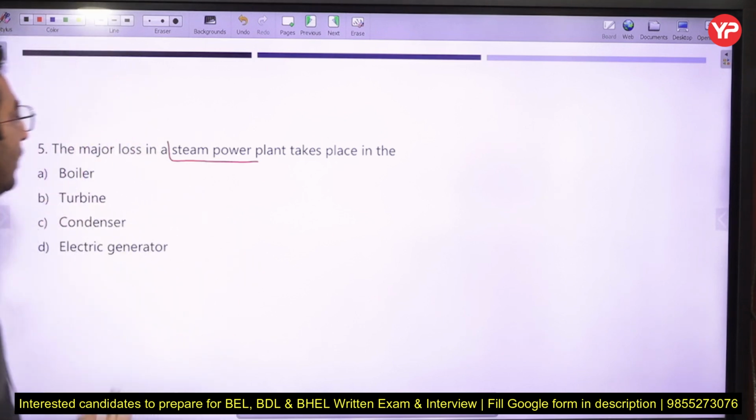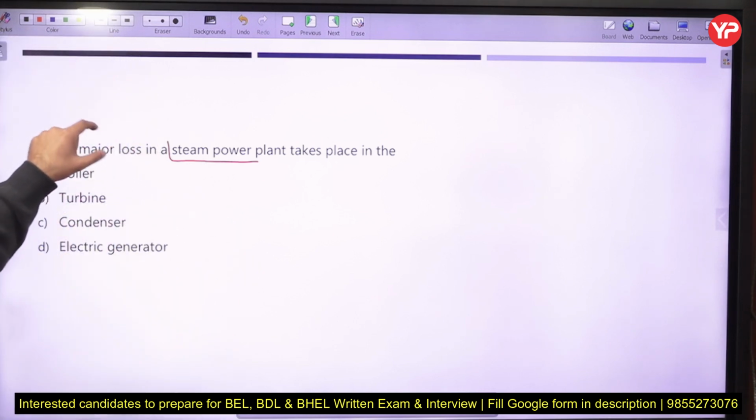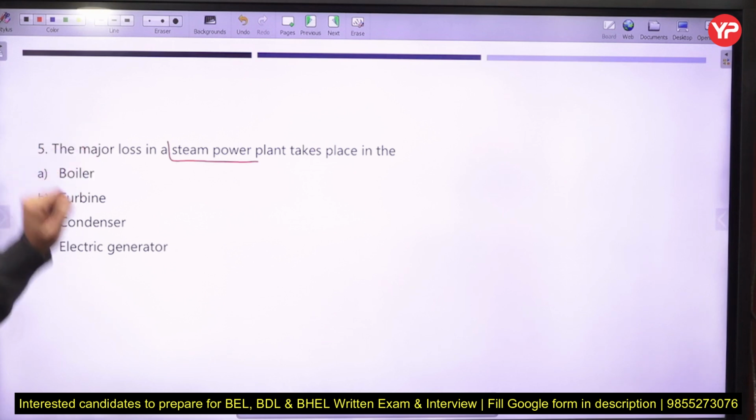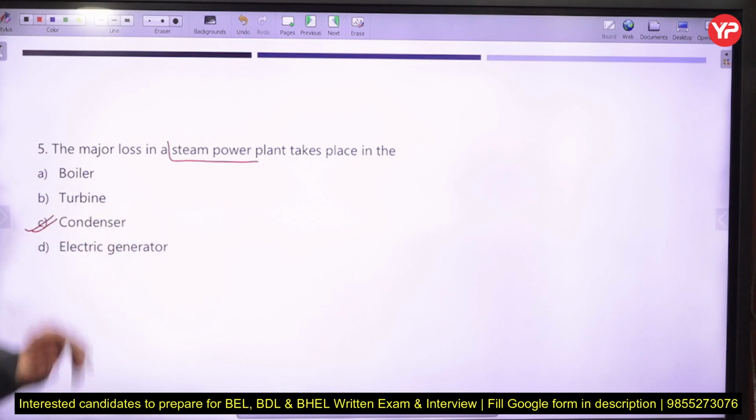So we can say the major loss which is taking place in the case of steam power plant is taking place through the condenser here. Okay, so option number C is going to be the correct answer out of these 4 options here. Okay, so that is a very, very simple part here.